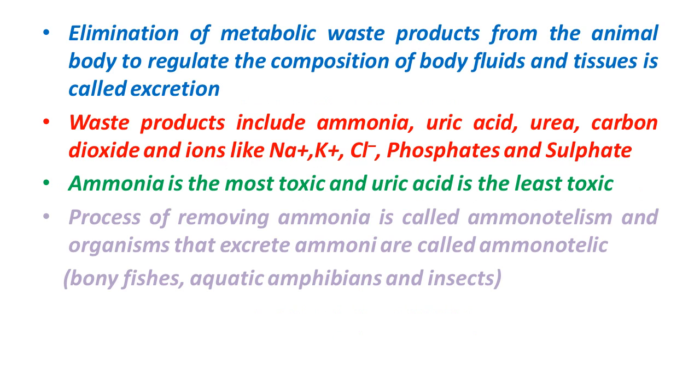Hello students, from this lecture we are going to study chapter number 19, excretory products and their elimination. As we know, animals accumulate in their body some excretory products like ammonia, urea, uric acid, carbon dioxide, water and some ions like Na+, K+, Cl-, phosphate, sulfate and some others. They are accumulated either by metabolic activities or by other means like excess ingestion.